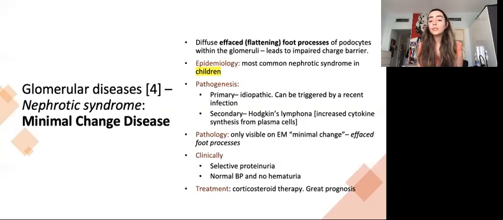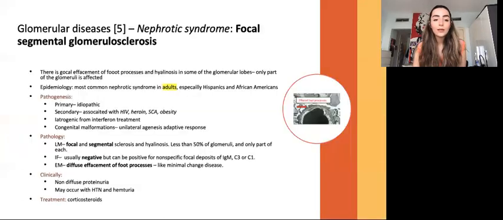So then the treatment: it has a great prognosis. You just give them corticosteroid therapy. So this is minimal change. Next one we have is focal segmental glomerulosclerosis. Again, the name says a lot about it.